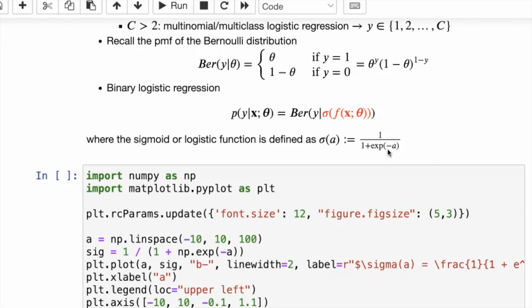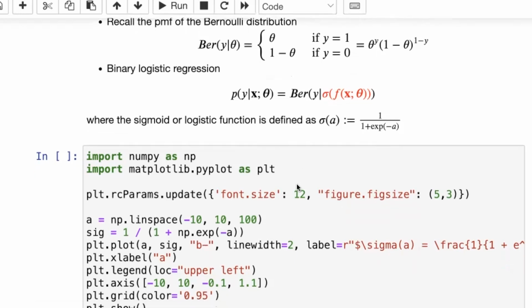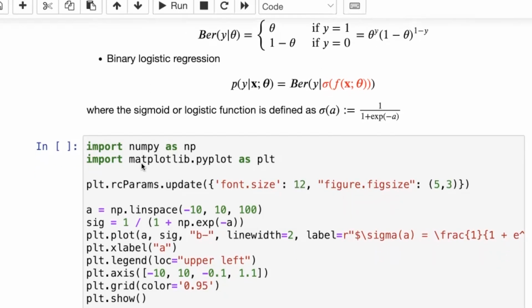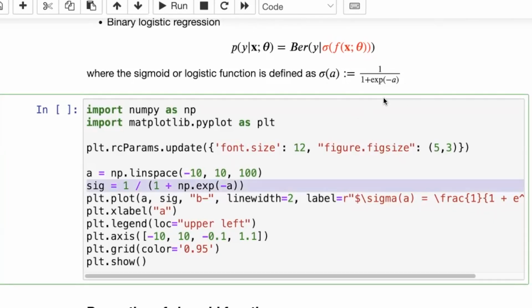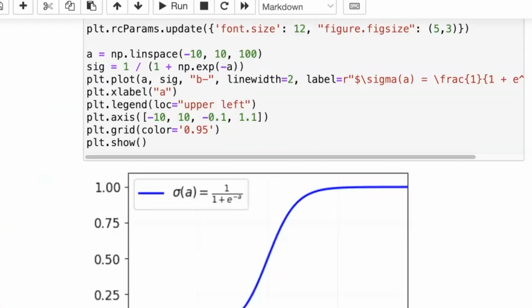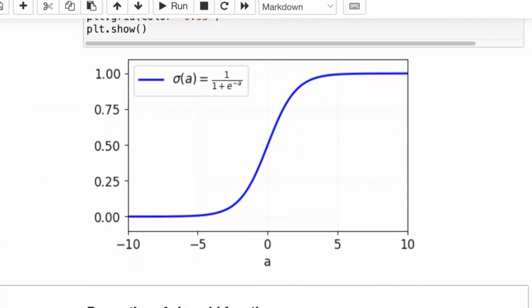But again, this is more a programming course, so we want to use tools such as NumPy and Matplotlib to be able to visualize this function. And therefore, we import NumPy as np, we import Matplotlib. Also, we select a range of a values from -10 to 10. And here is where we define this sigmoid logistic function, which is 1 over 1 plus e to the negative a. And then we plot a and the values that we get from this sigmoid function. So if you run this cell, you can see the shape of the sigmoid or logistic function.